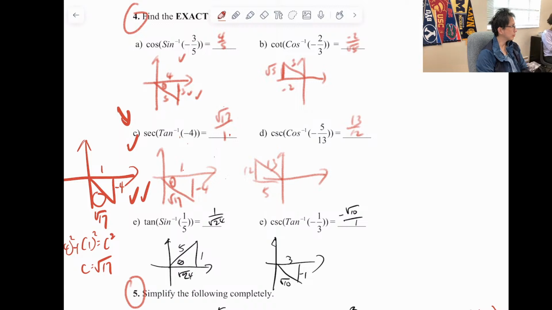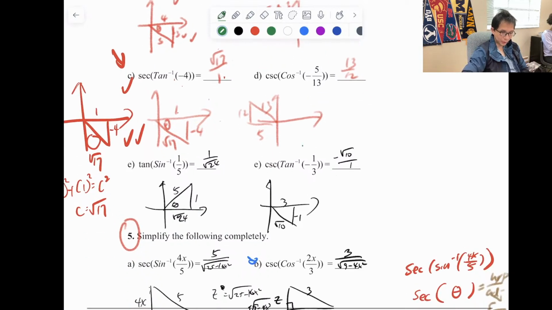I'm just looking at the best way to do this. Well, cosecant. Okay, cosecant E. So first of all, I will determine which quadrant this is. So tan inverse, it's very easy to decide. I'm going to go with the right two quadrants, just like the arc sine.